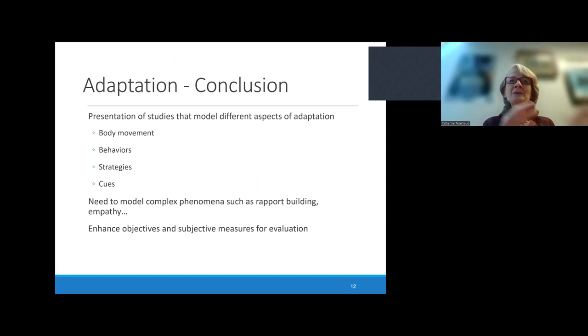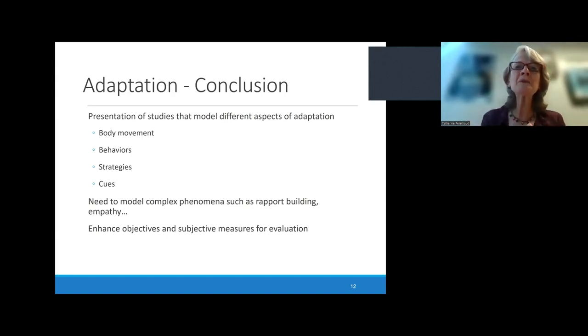So to conclude this talk, I went very fast. I presented several works where we had different forms of adaptation mechanisms linked to body movement, behaviors, strategies, cues. And those types of adaptation mechanisms do enhance the perceived quality of the interaction, as well as the perception of the agent, in particular in terms of warmth and competence. But of course, we need to do much more work, in particular to model complex phenomena such as rapport building or empathy or emotion, things like that, something we didn't consider at all.